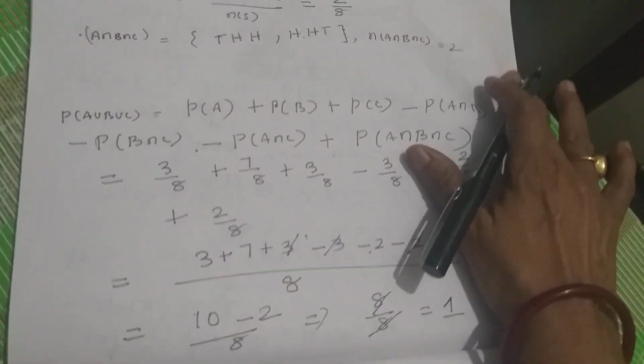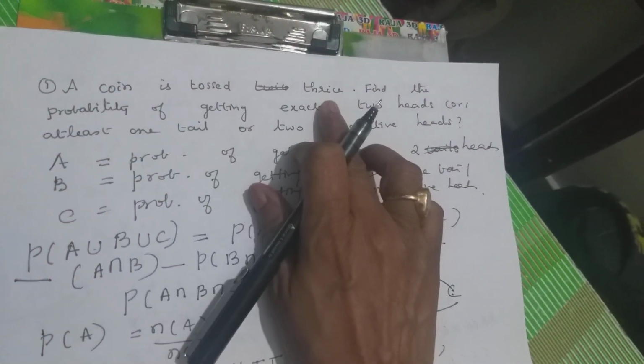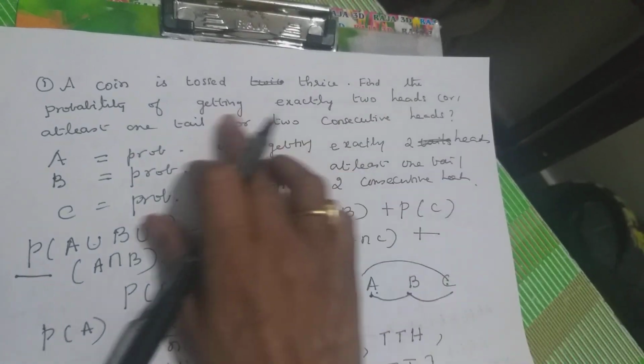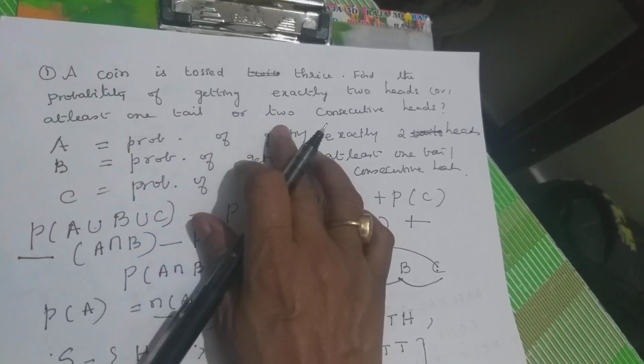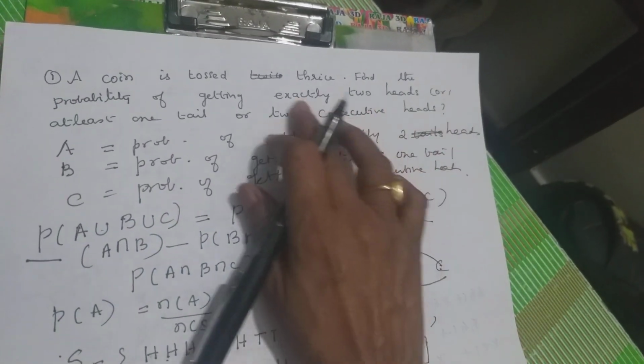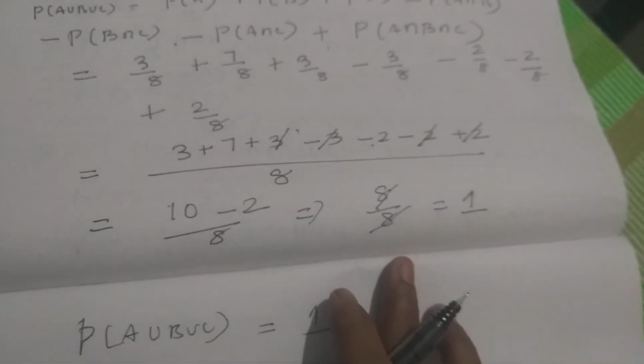That is the answer to which question? When they toss the coin thrice, find the probability of getting exactly 2 heads or at least 1 tail or 2 consecutive heads. So for all these 3 conditions, the answer is 1.